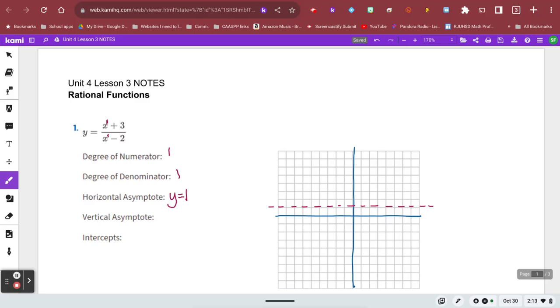Now your vertical asymptote, this one is going to be coming from here, okay? So it comes from the denominator. And what we're doing is we're just going to set the denominator equal to 0, and you're going to solve it for x. Here, x is equal to 2. So we're going to have a vertical asymptote at x equals 2. And we're going to have our lines going down.